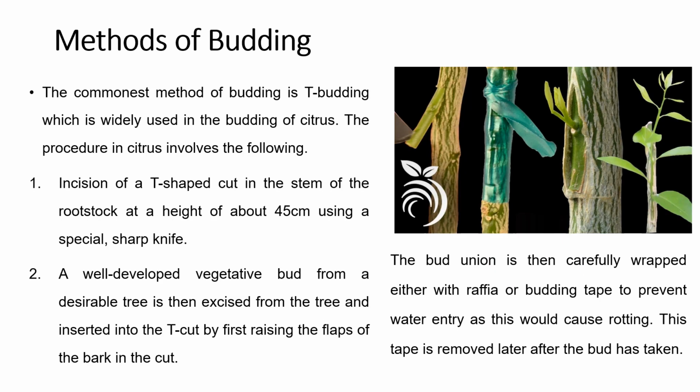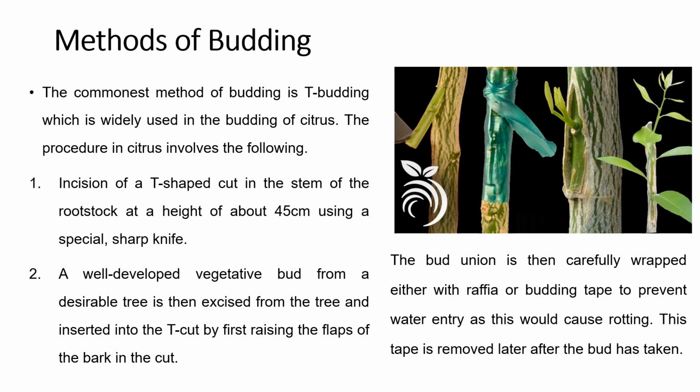The commonest method of budding is T budding, which is widely used in the budding of citrus. The procedure in citrus involves the following. Incision of a T-shaped cut in the stem of the rootstock at a height of about 45 cm using a special, sharp knife. A well-developed vegetative bud from a desirable tree is then excised from the tree and inserted into the T-cut by first raising the flaps of the bark in the cut.